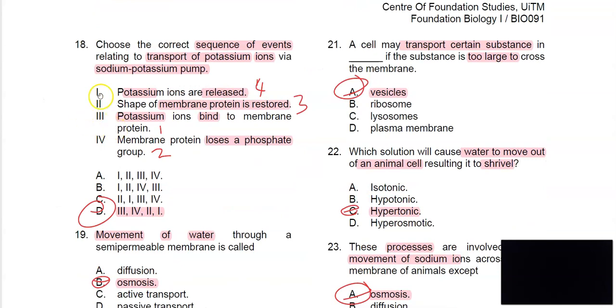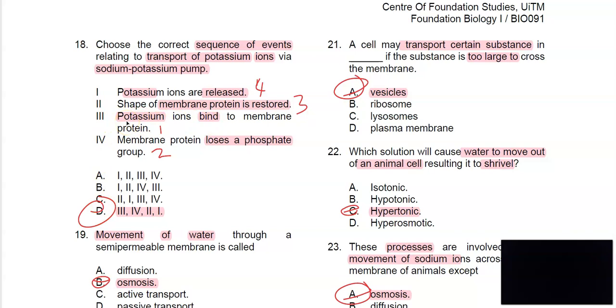Okay, so number 18, choose the correct sequence of events relating to transport of potassium ions via the sodium potassium pump. Okay, so for this one, the movement of sodium ion is from outside into the cell. So outside into the cell. So the answer will be D, where we are going to look at it one by one.